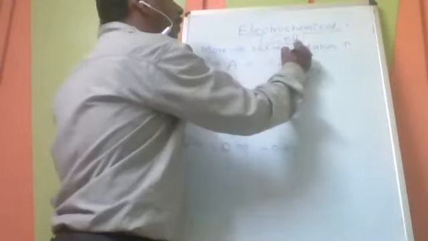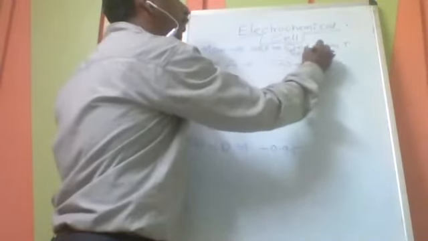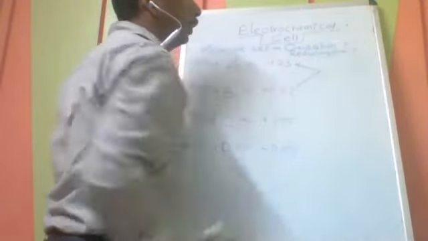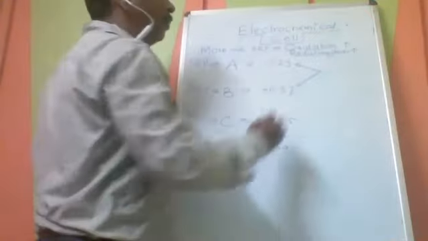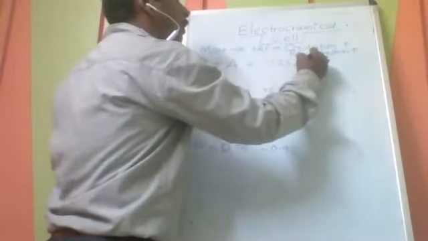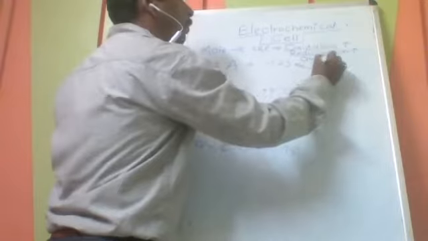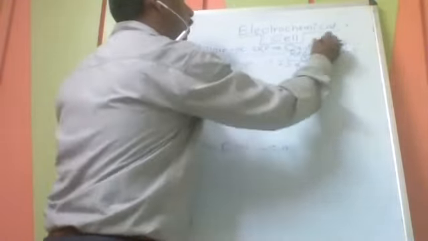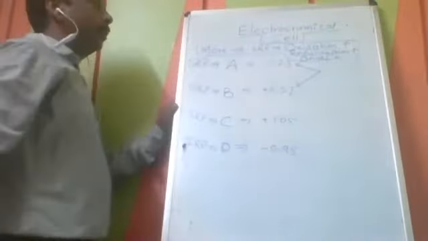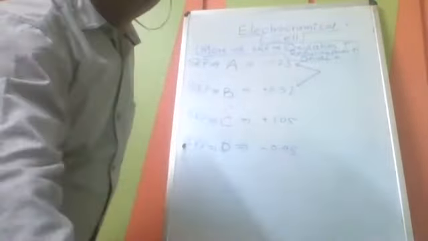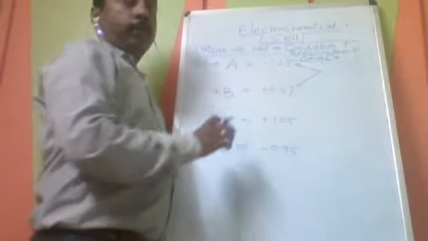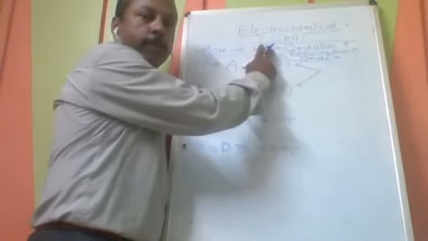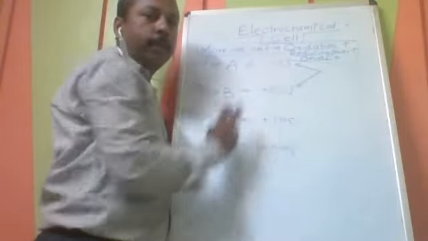Tendency to oxidize being more means reducing power will be more. Once reducing power is more, that means it will have anode tendency. If you remember this, then the rest you can write. It is better to write in your own notes: more negative SRP, more negative standard reduction potential.